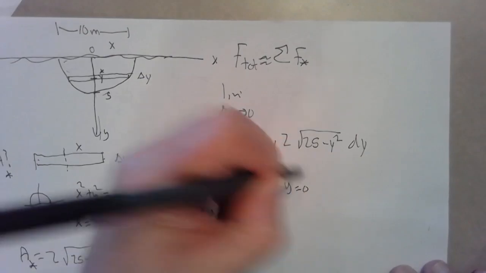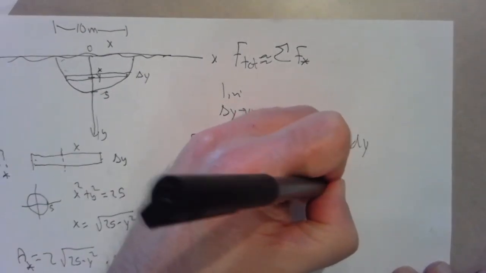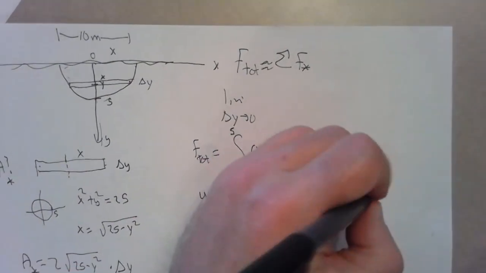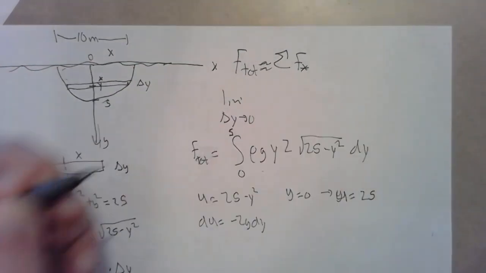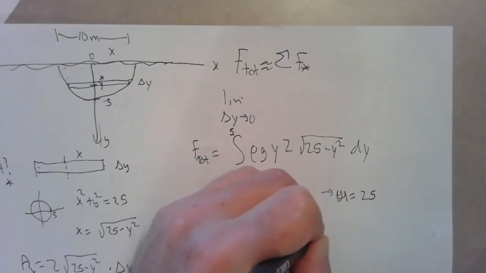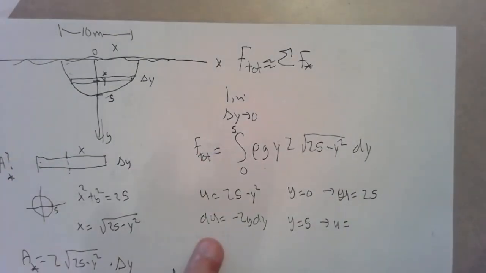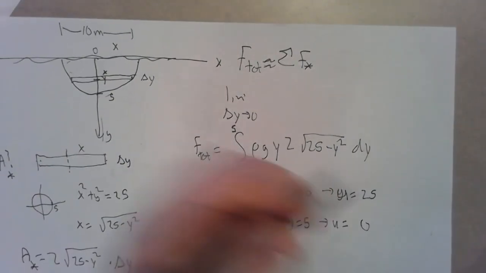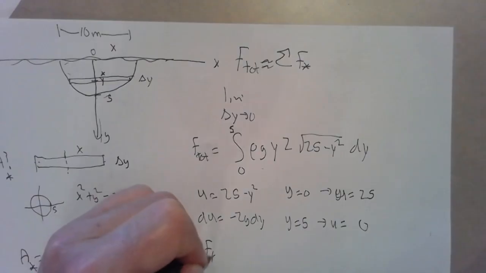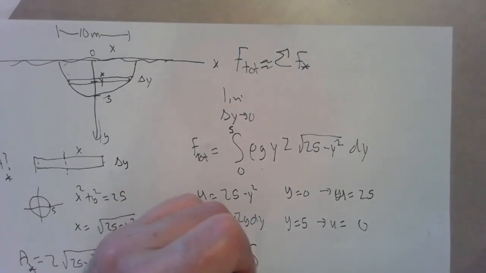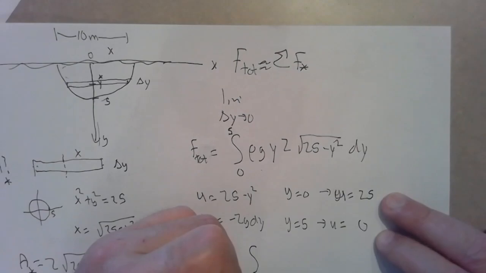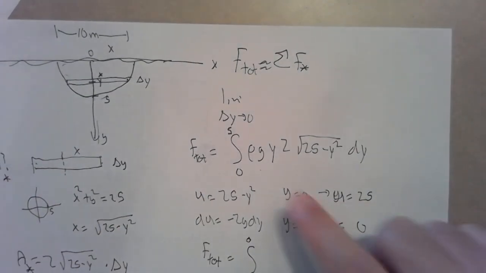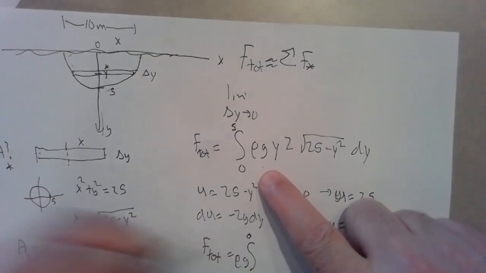So when y equals 0, u will be 25 minus 0, which is 25. And when y equals 5, u will be 25 minus 25, u will be 0. So F total then, in terms of u, will be the integral, putting in my new limits. This one's on top, this one's on the bottom. The rho and the g, I'm going to go ahead and stick outside.